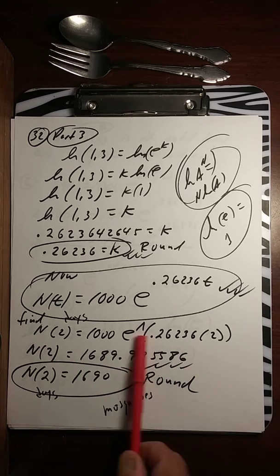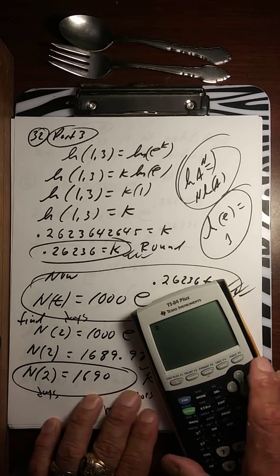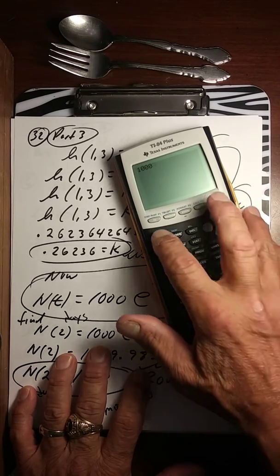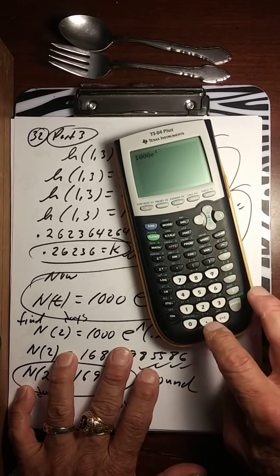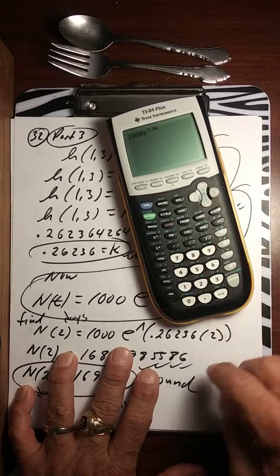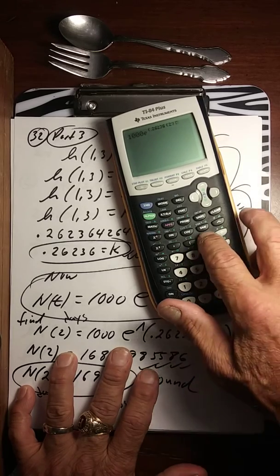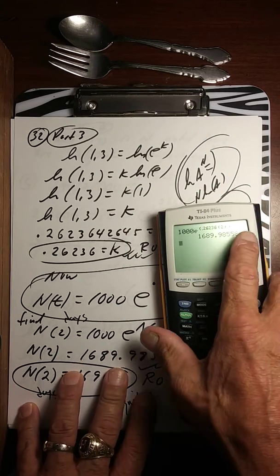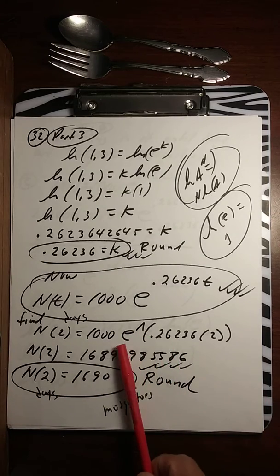So we're going to have all this. Use a calculator. Yes, of course. In fact, we'll do that right now. We're going to say 1000 second ln e to the power of 0.26236 times 2. Close, close. So we ended up with 1689.98, which is that number right there. So we have this answer all around it.